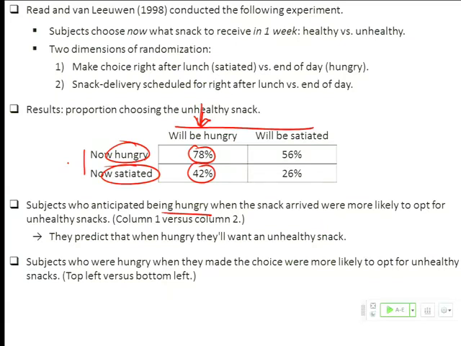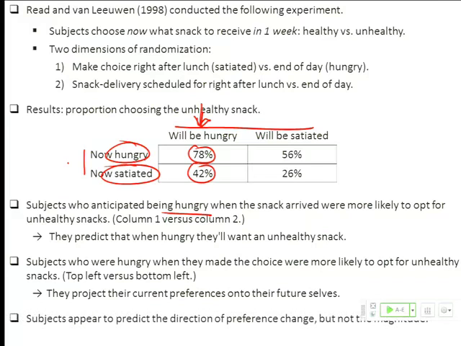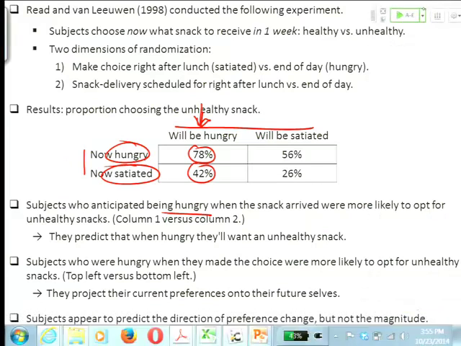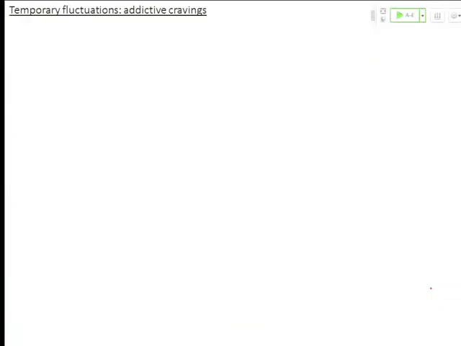Okay? So the stylized fact is that people predict the direction in which their preferences will change, but not how much. Okay? All right. Here's a couple of other case studies, if you want.